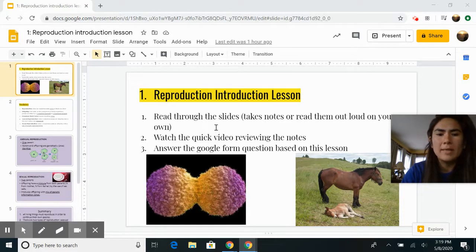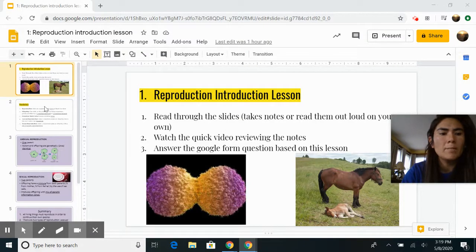So today's lesson is just going to be a basic overview on what reproduction is, okay? So for today, just like every Monday and Wednesday, you're going to have an actual lesson, a new lesson on that topic, and you're going to watch the video, read the notes, and then answer the Google form questions that are attached in the post for today.